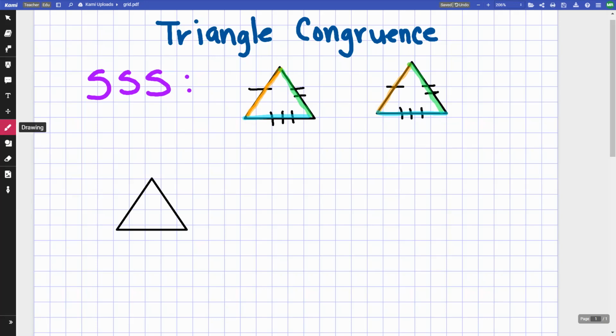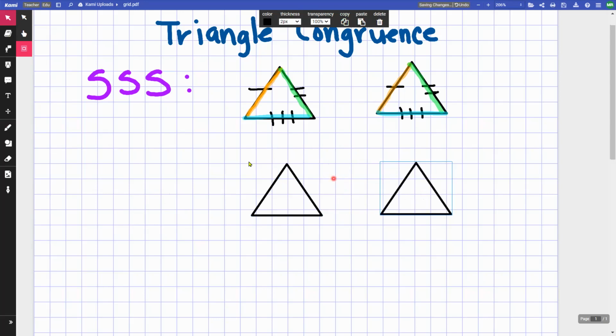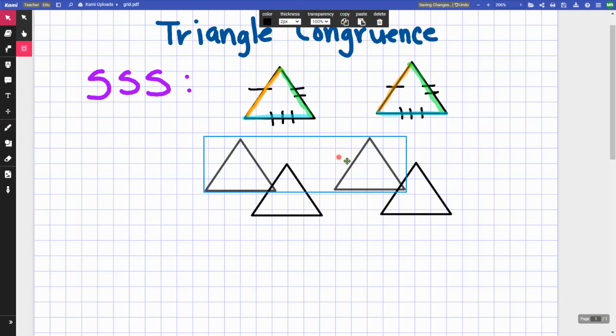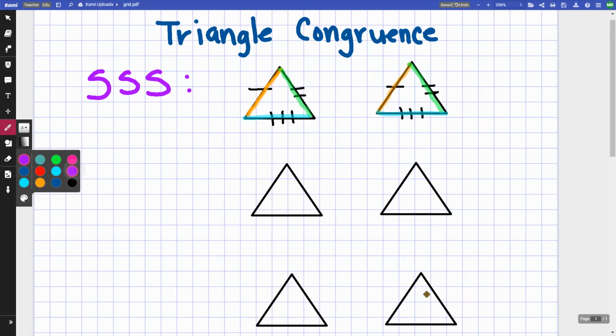Now, the next one I'm going to do is side, angle, side. Let me move this and copy and paste so I've got another spare set for the next one. Okay, so the next one is side, angle, side. Just make it a little darker. Side.